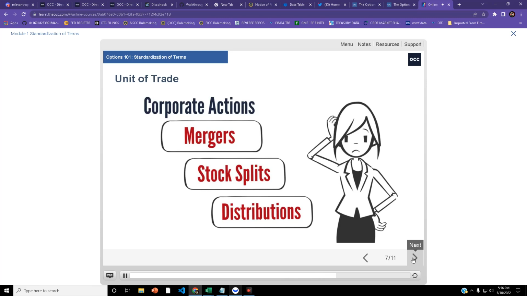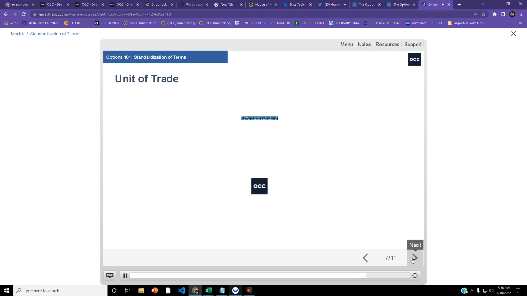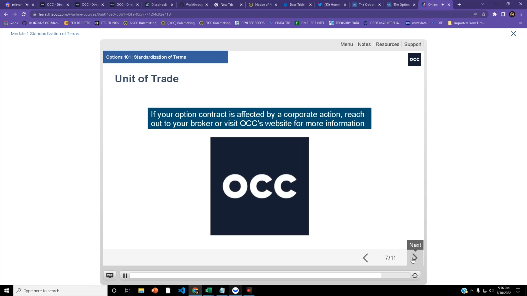These options are commonly referred to as non-standard options with special settlement terms. If your option contract is affected by a corporate action, reach out to your broker or visit OCC's website for more information.